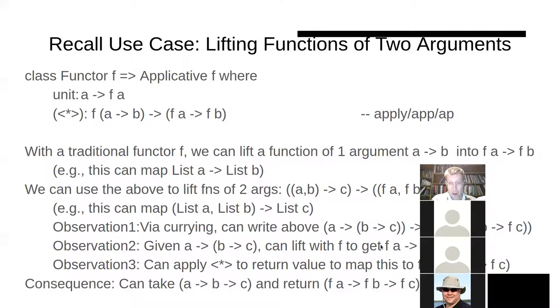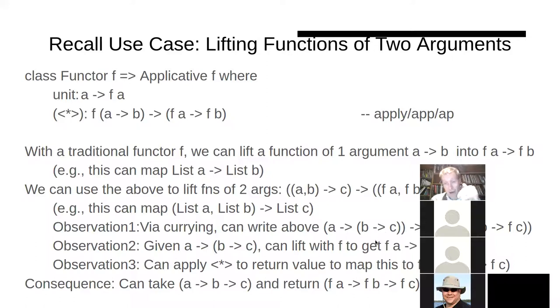Okay. And this FA is going to start getting us towards this. Gosh, if we can get an FA, we can get this. And so then we can apply this thing to get something that goes from F of B to F of C. Okay. So that allows us to take in something that, given an A, returns a function that, given a B, returns a C.